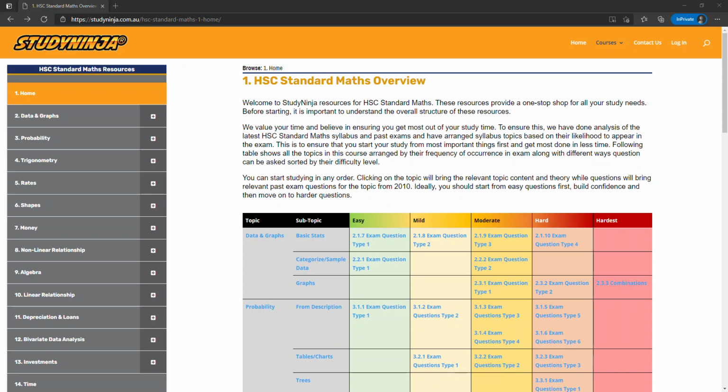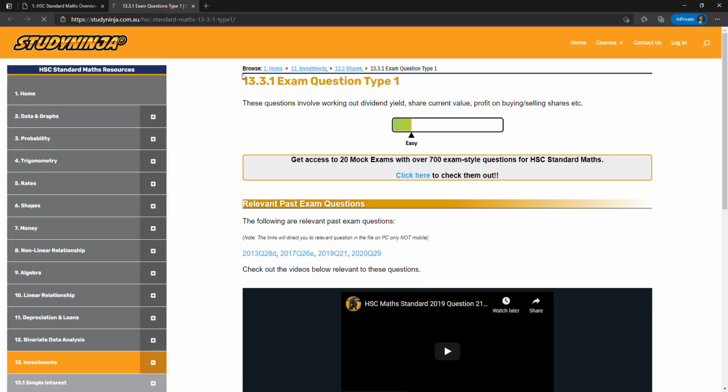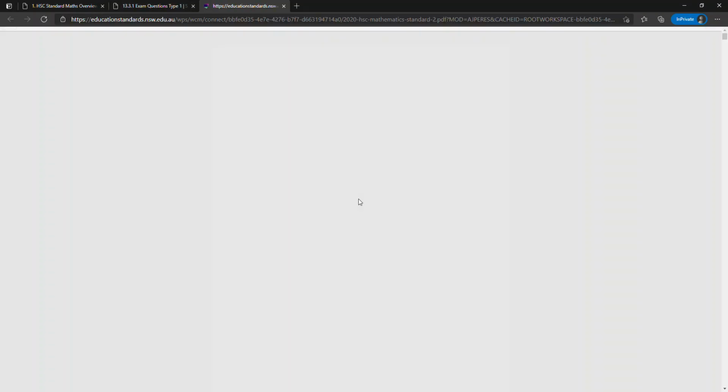Hi everyone, let's look at question number 29 from the 2020 HSC Standard Maths exam. This question came from the investments topic, and more specifically from dividends and shares. Generally a very easy and straightforward type of question, and this year as well there weren't too many complexities. So let's open this.